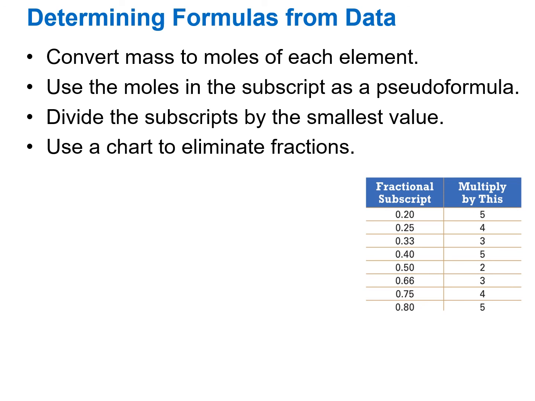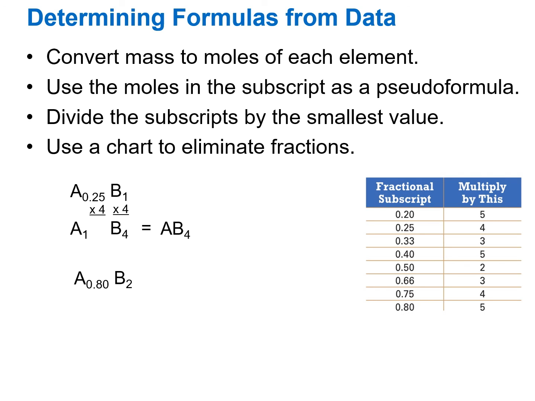So let's do an example using the chart. Let's say that we had element A in relation with element B, and we have 0.25. We can multiply that by 4 and the other one by 4 as well. What's good for the goose, good for the gander. And A would have a subscript of 1 and B would now have a subscript of 4, and our formula would be AB4.